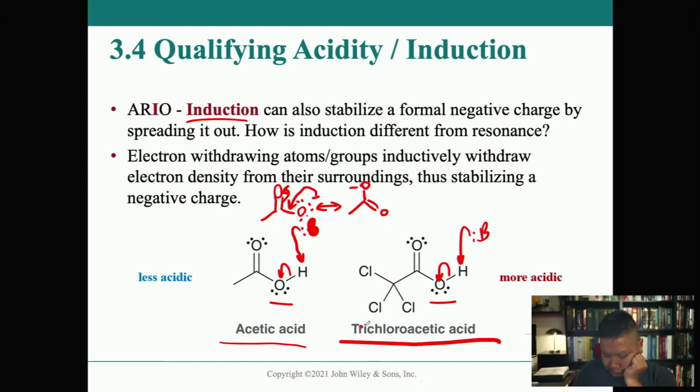Well, let's try to draw the resonance structure for this guy then. I have 3 chlorines. And then it's attached to the carbonyl of the carboxylic acid. And then the base took off the proton, so I'm left with the oxyanion with its lone pair right there. And I'll draw the resonance structure: double bond forms, double bond breaks, and now I'm left with 3 chlorines.